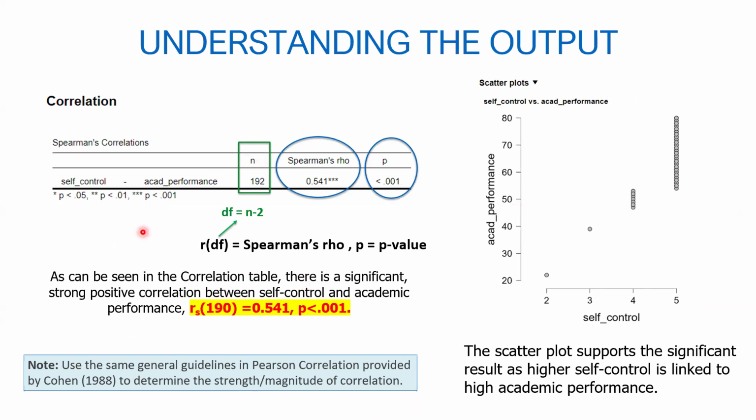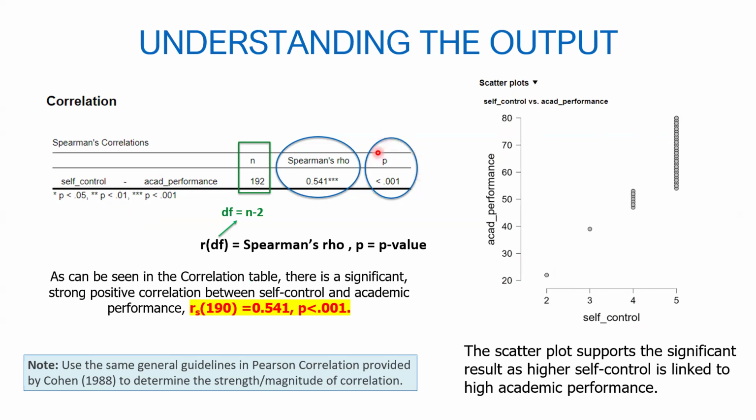Now, in the scatter plot diagram that we see, for self-control there are 4 levels, which we have denoted as 2, 3, 4, and 5. And then what we see in the vertical axis is the academic performance. So you see a trend here. It goes in this direction. So it's monotonic, right?